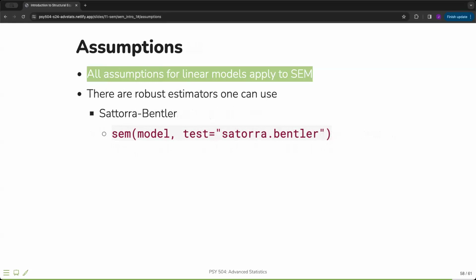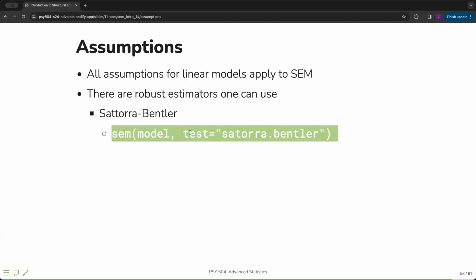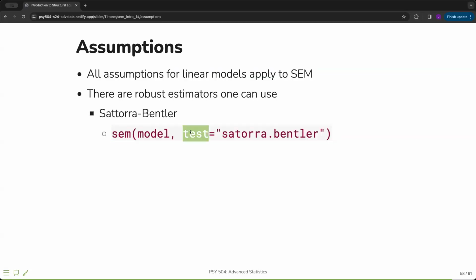What's commonly done is the use of what are called robust estimators. One popular one used in the structural equation modeling world is the Satorra-Bentler estimator. I just have some sample code here where, if you wanted to run a model with the Satorra-Bentler estimator, you could just set test to this and you'll have robust estimation. So if you have non-normality in your data or you have heteroscedasticity, you would probably want to set something like this.